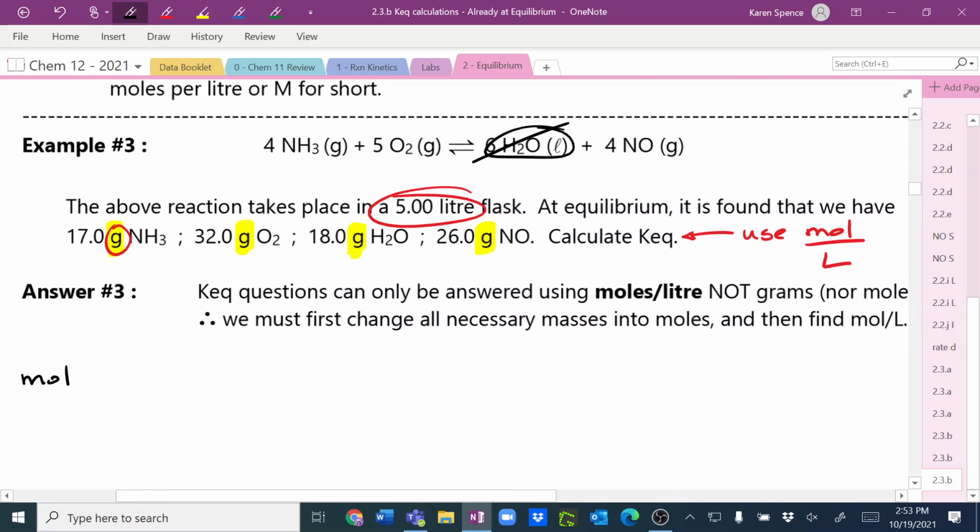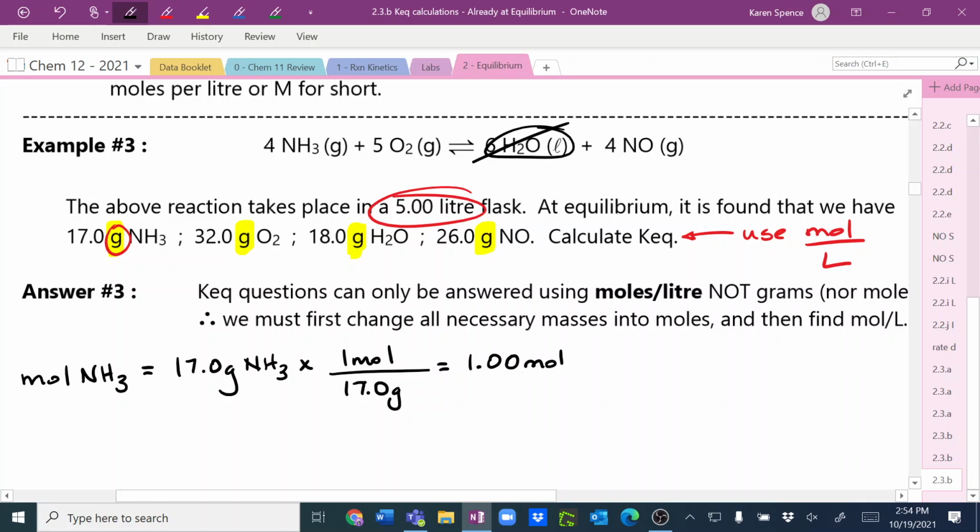So now what we need to do is find moles of NH3, and we're starting with 17 grams of NH3. How do I find moles? I'm going to have my 1 mole per whatever the molar mass is, which happens to be 17 grams. Isn't that nice? Because that means our math is super easy and we get 1. Now, how many sig figs? 1.00 moles. I'm going to keep those there because I don't want to forget that I have 3 sig figs.